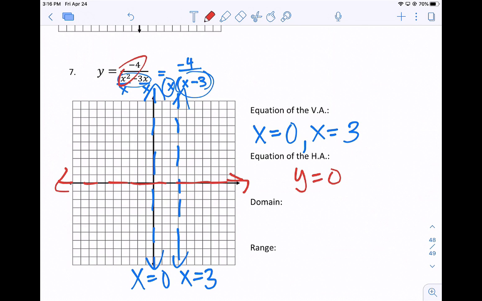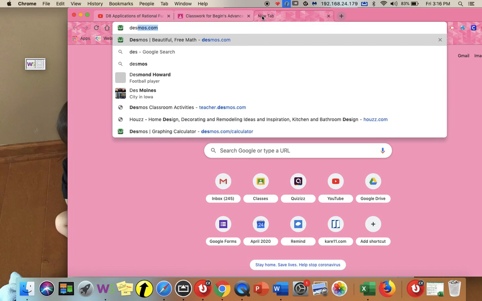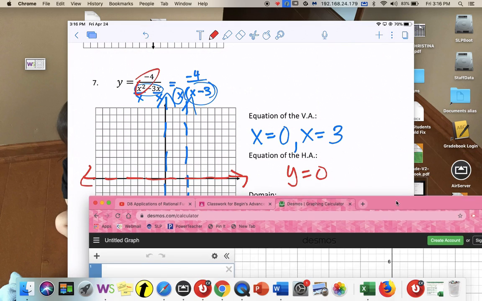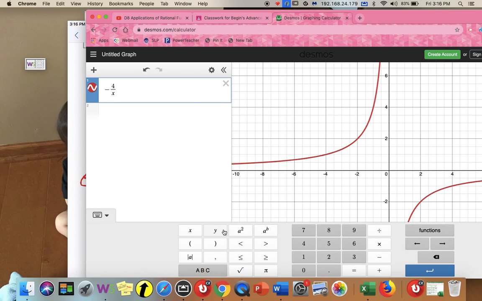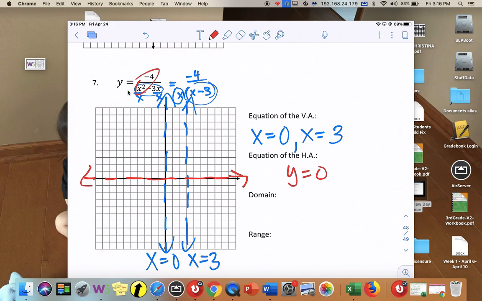And I always forget if it goes down, up, down, or up, down, up. So I'm just going to graph this really quickly. Desmos. Okay. So for this one right here, for graphing it, it would be -4 over, and it was x squared minus 3x. All right, so that's down, up, down. So let's do that. Let's use pink. All right, so this is down, up, down.